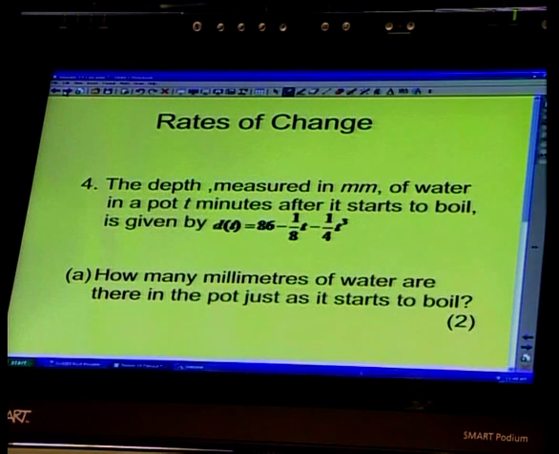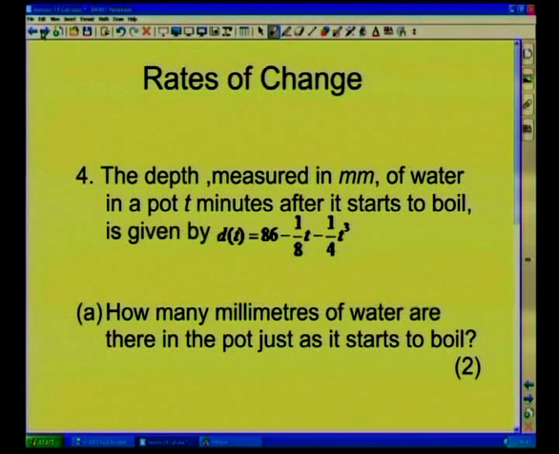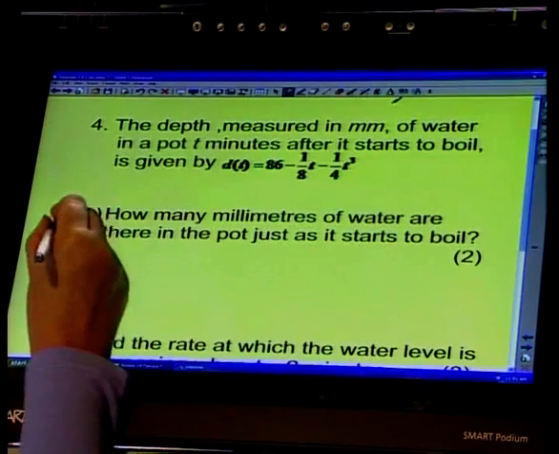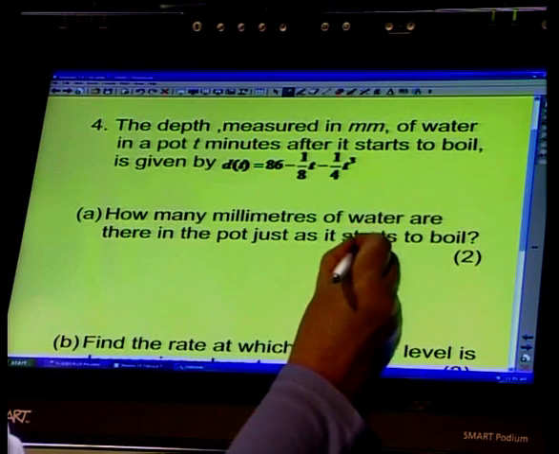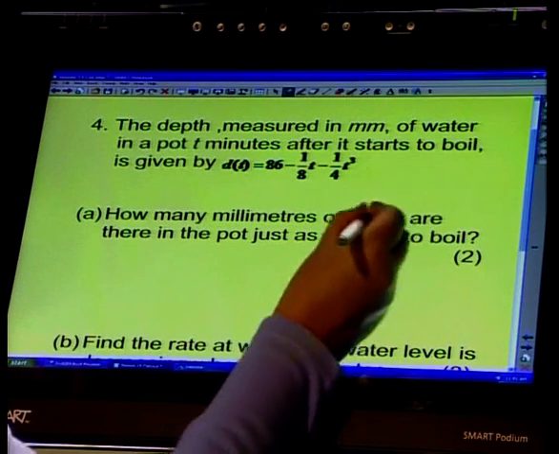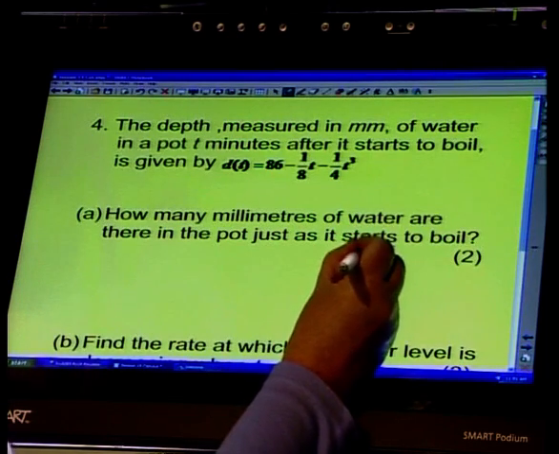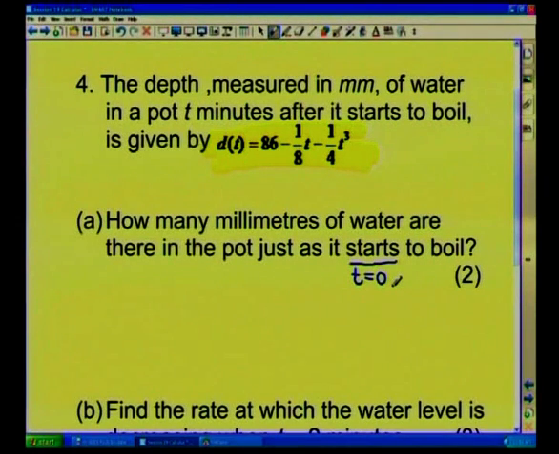Okay, it says the depth measured in millimeters of water in a pot T minutes after it starts to boil is given by that equation. So let's highlight the equation. Right, now the question says, how many millimeters of water are there in the pot just as it starts to boil? Now remember I said to you the word starts, what should immediately spring to mind? T is equal to 0.